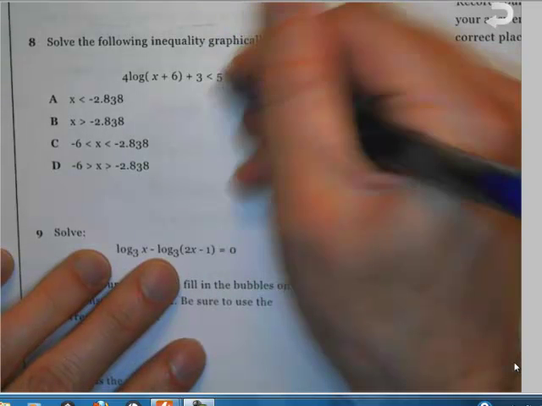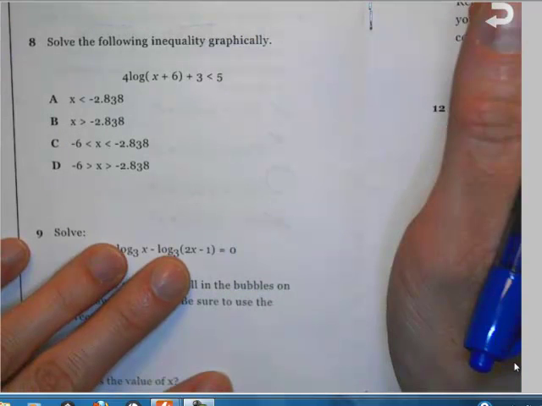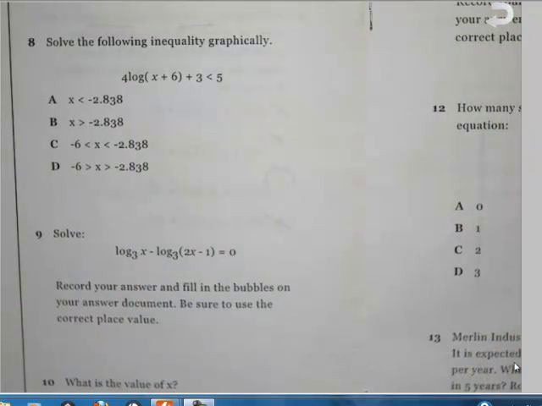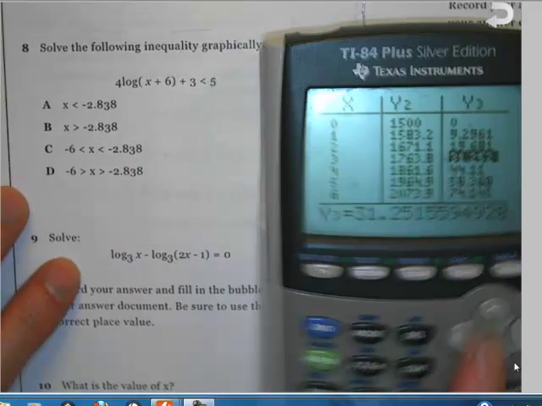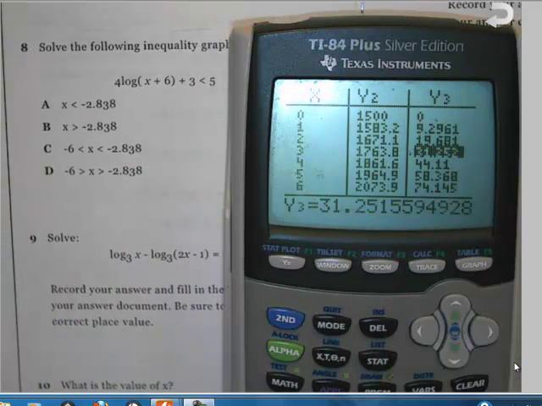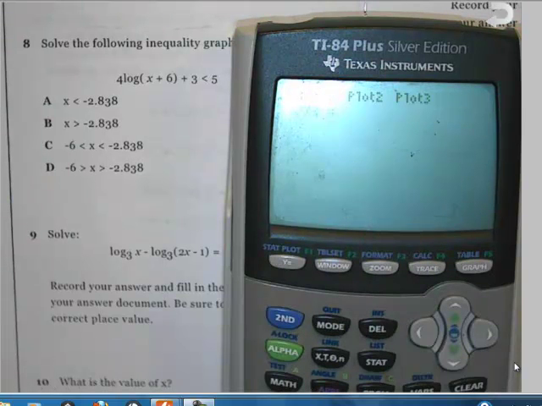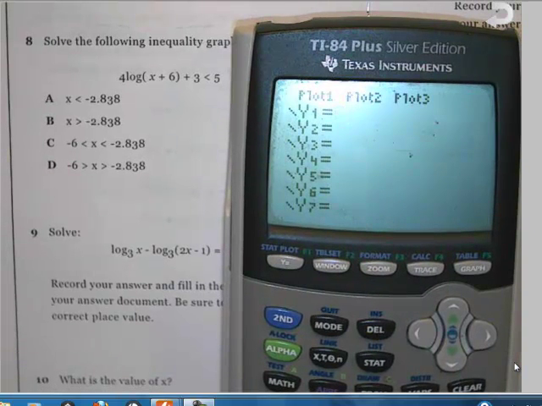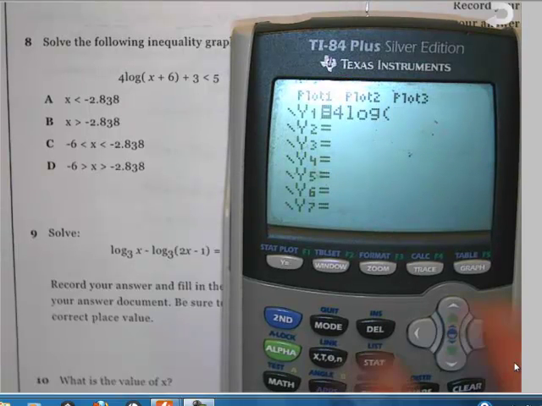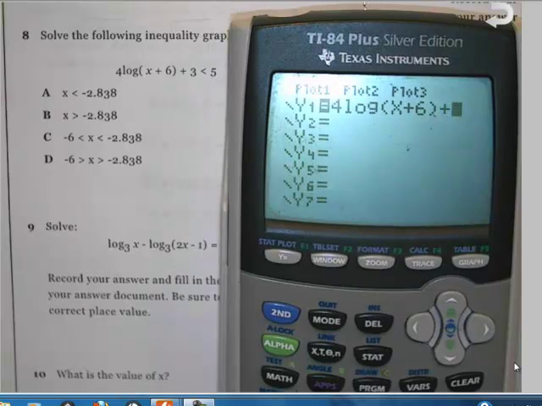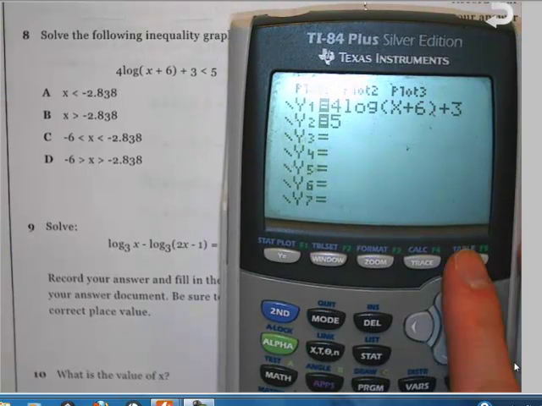So what I'm going to do, just to make my life easier, is show you how you can kind of sort of solve it. We'll do it graphically. I'll show you both. So the first thing is we have our y1, which is 4 times the common log of x plus 6. And then we're going to add the constant 3 to that, and then we are comparing it to 5.